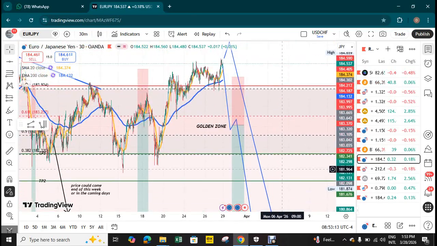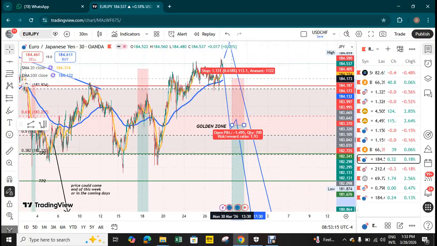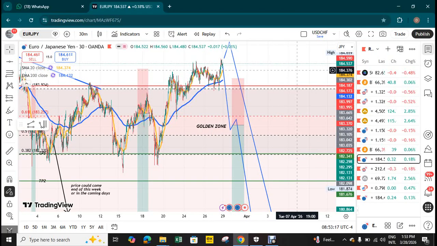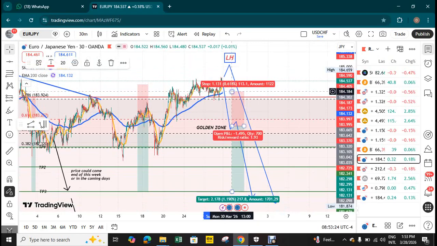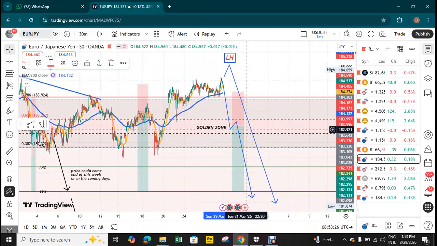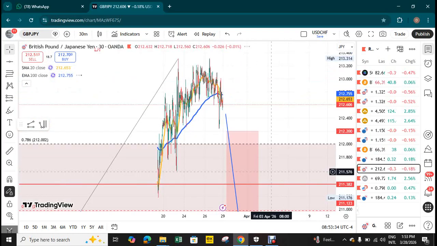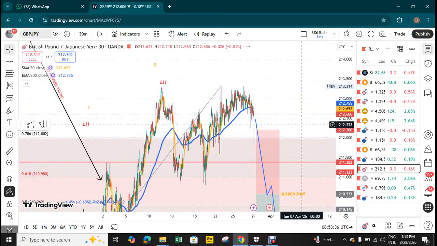So this is what we're looking for this week for Euro JPY. So we want to see price do this. Either it goes up and gives us a new lower high, or price comes down to the golden zone, gives us a criteria, and we take a sell entry from that area to the downside. So that's it on Euro JPY. Now GBP JPY, I'm going to head to that now. GBP JPY, this is it.